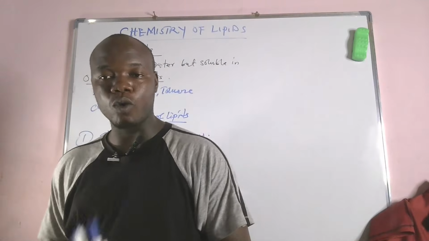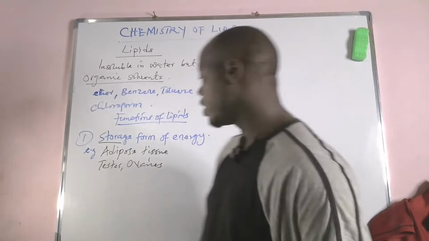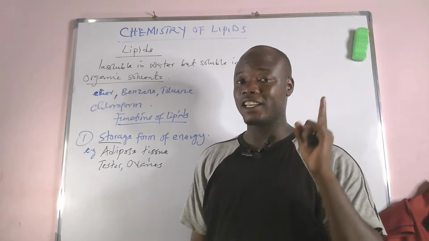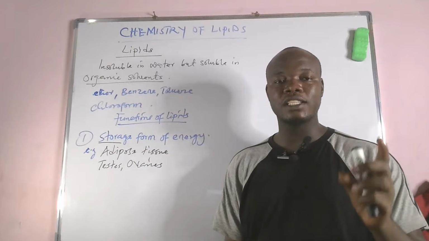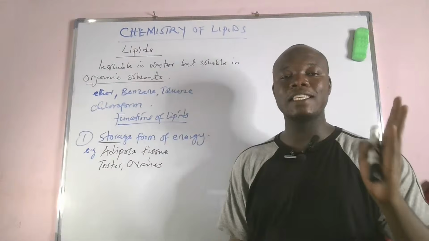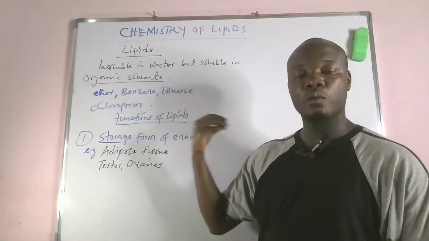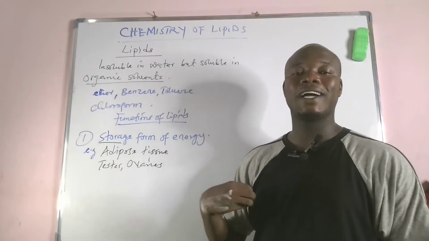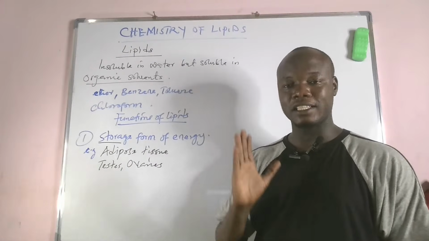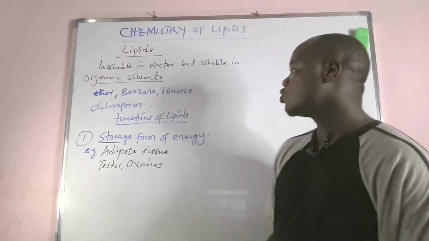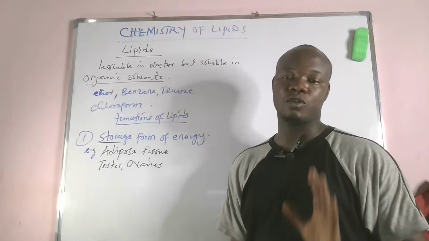Then another function of lipid, and I also want to say something very important, and I think I said it in one of our last videos. Remember I told you, between carbohydrates, proteins, and lipids, which one generates the highest amount of energy? Excellent, lipids. So lipids are actually the class of food that produces the highest amount of energy.